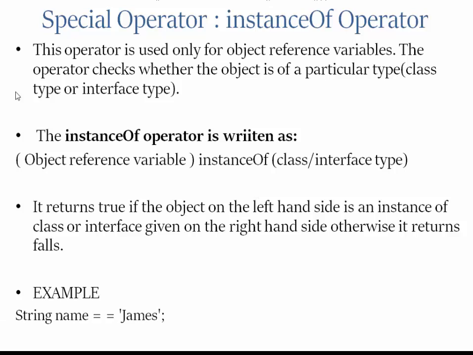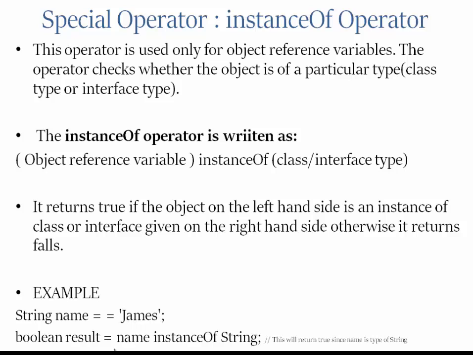See here, I am creating a reference variable name, that is an object, for the class String. Okay. So here this is the class name and this is the object, and we are initializing it. See here, this is the instanceof operator.